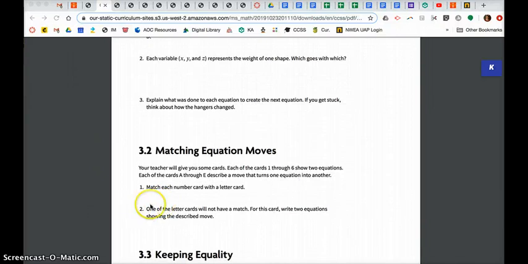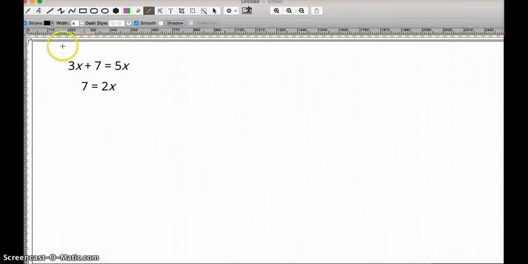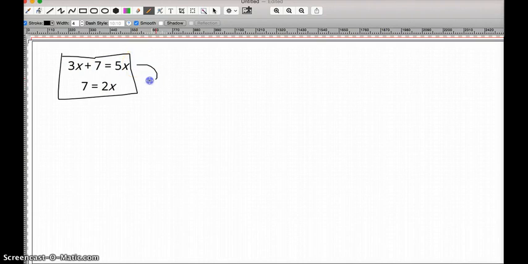All right, so let's go ahead and take a look at the first card. Our first card would have had this on it. So this would have been on one piece of paper, just like this, if we were in class together. Okay, so what they're wanting us to do is find out, how did this equation change to this equation? How did we get from here to here? So let's take a look.